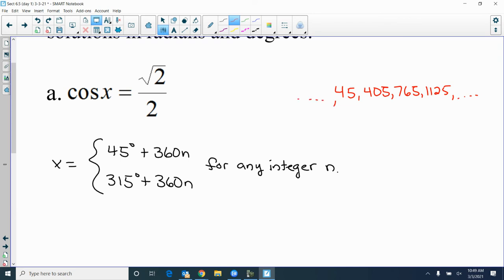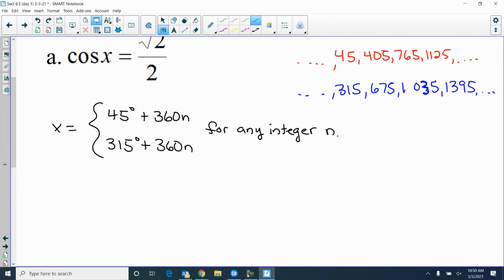And now we start with 315. So 315, add 360 to that. What's that going to be? 675. And then add another 360. 1035. And add another one. 1395. All right, I'll come back to that in 1 second. There's a reason.